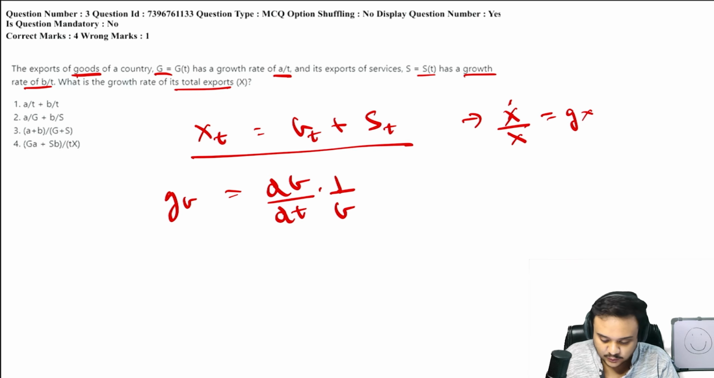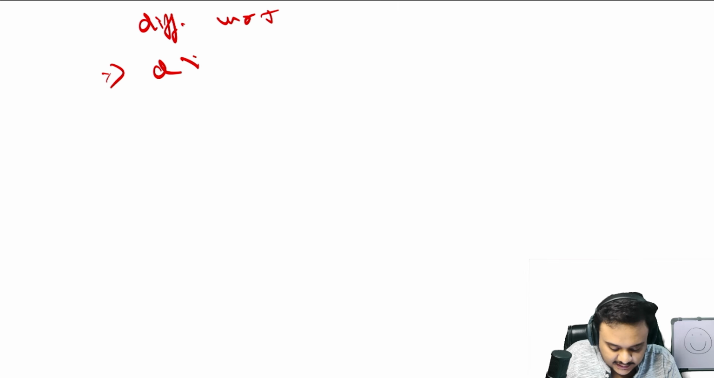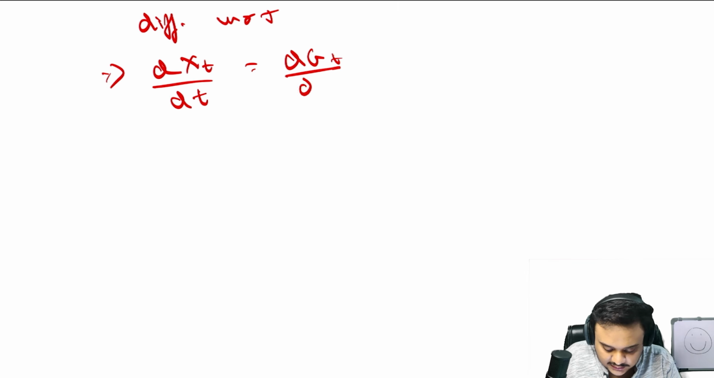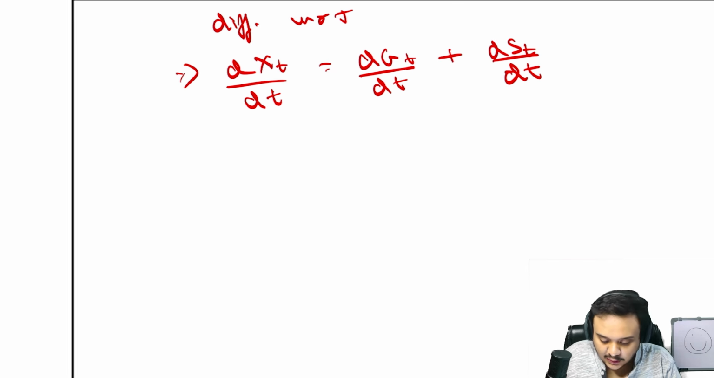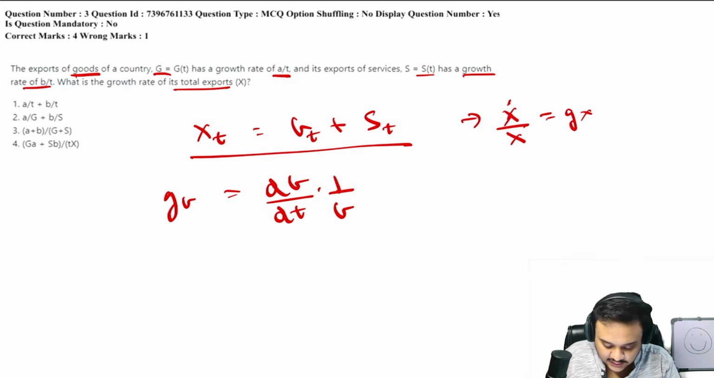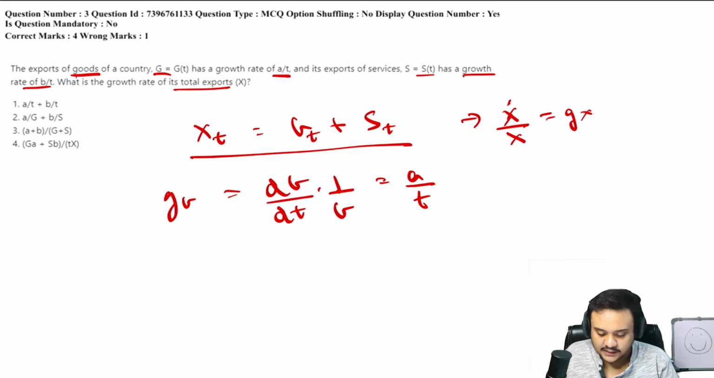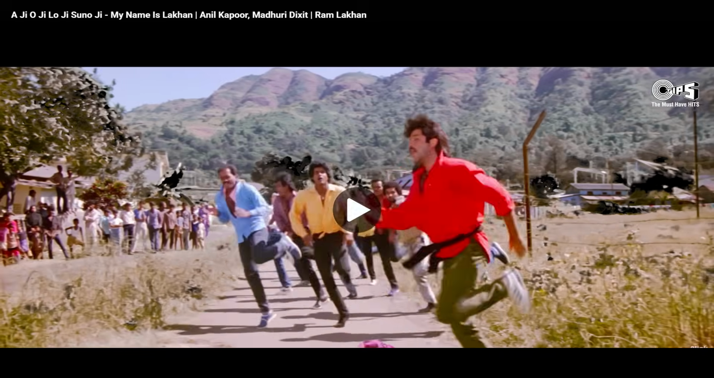I'll just take it to a new page. What I'm doing is differentiating on both sides with respect to t. So now you'll get dX(t) upon dt is equal to dG(t) upon dt plus dS(t) upon dt. Now look at this. You already know that this part is given to you as a upon t. What you can just do is take 1 upon G to this side. So dG upon dt is equal to aG(t).